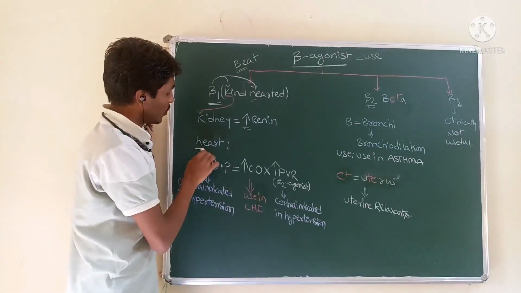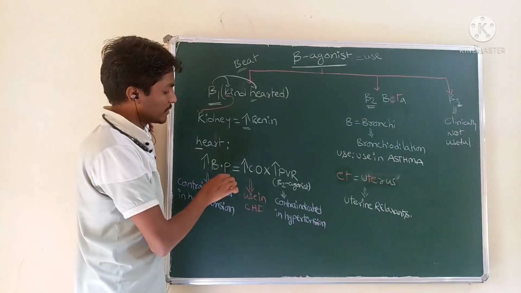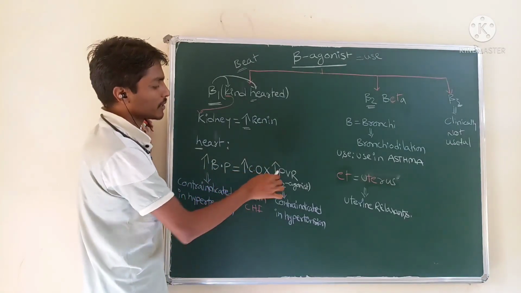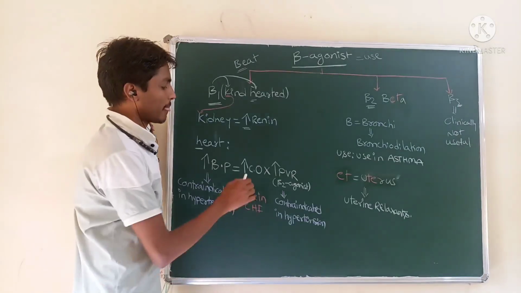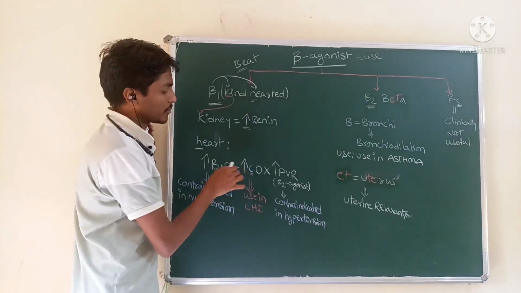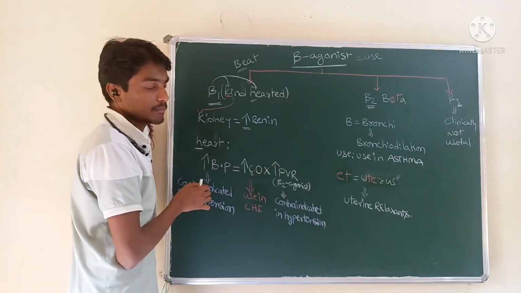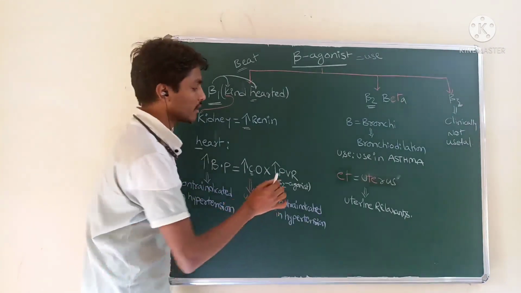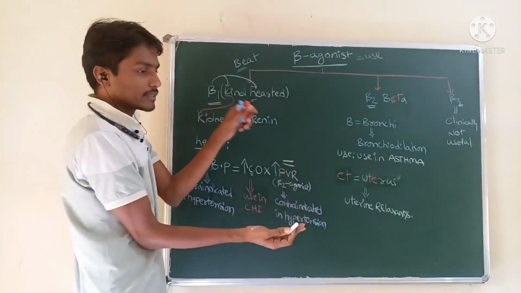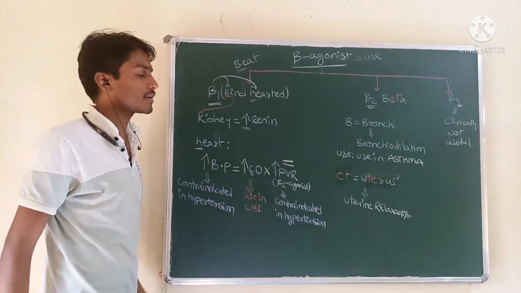Next one is on the heart. What will this cause? It increases the BP and increases the cardiac output. BP is equal to cardiac output into peripheral vascular resistance. Whenever the cardiac output increases, BP increases, directly proportional. If peripheral vascular resistance increases, then BP also increases. Peripheral vascular resistance is nothing but vasoconstriction. Whenever the blood vessel gets constricted, the blood pressure increases.